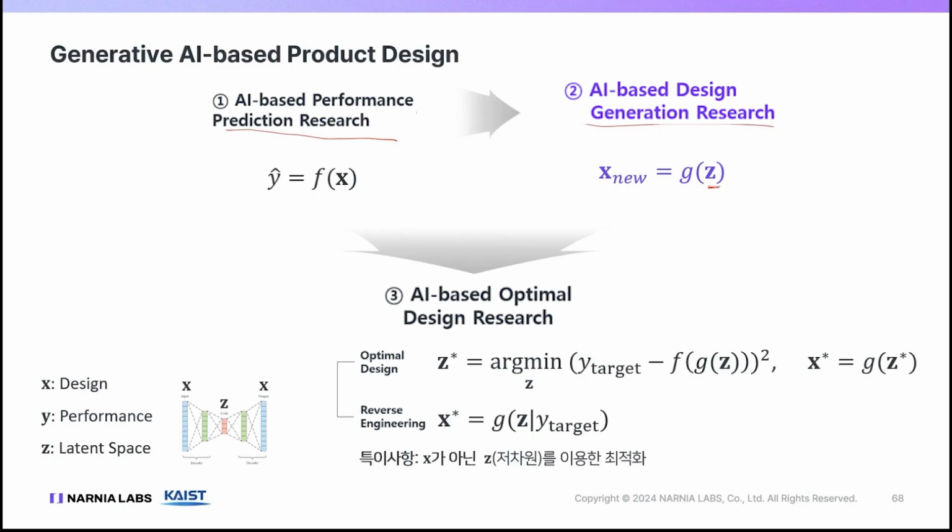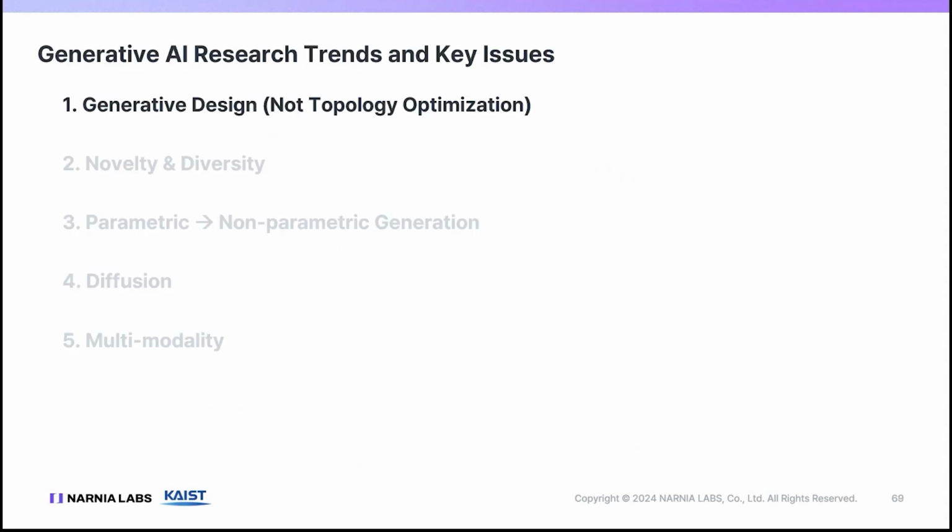It's about training a function that is designed to generate the desired x, based on g, within the latent space. We are going to look at the trends in generative AI research in the following 5 categories. The first topic we'll look at is generative design.